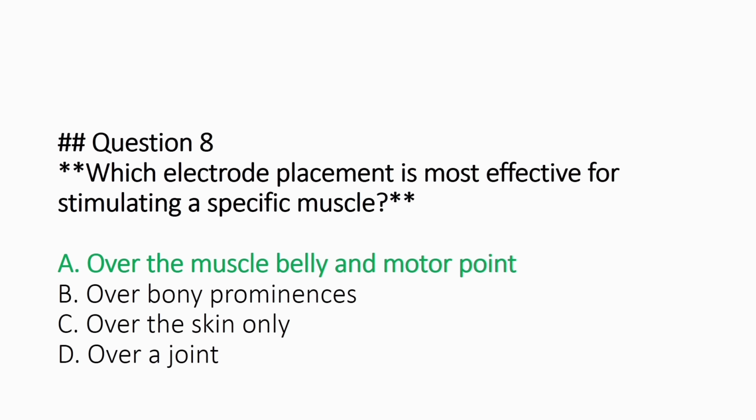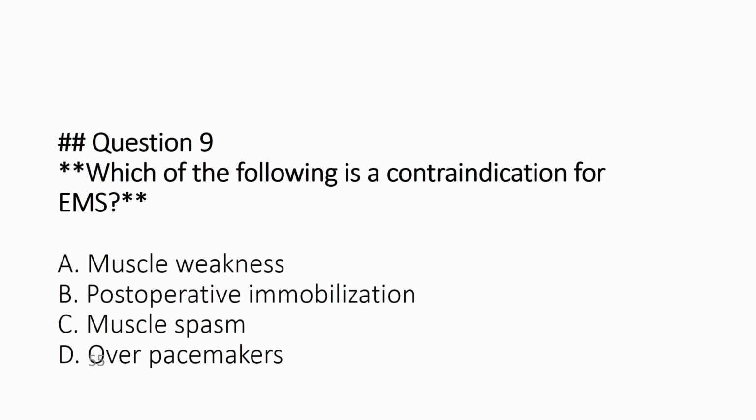Now let's move to question number 9. Which of the following is a contraindication for EMS? Option A, muscle weakness. Option B, post-operative immobilization. Option C, muscle spasm. Option D, over pacemaker.